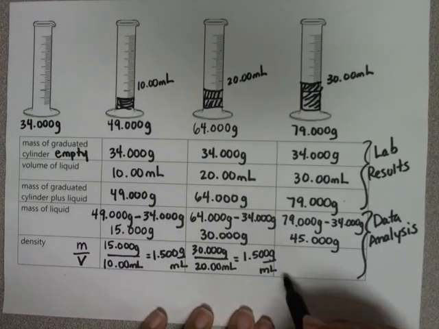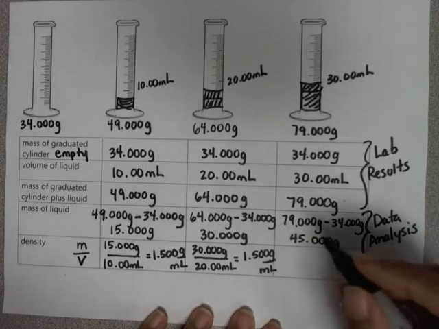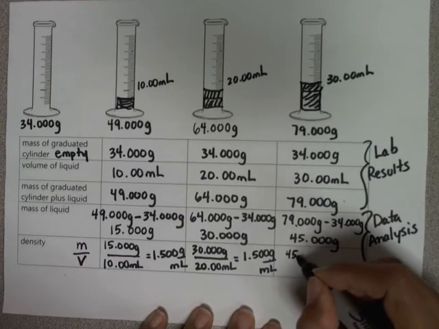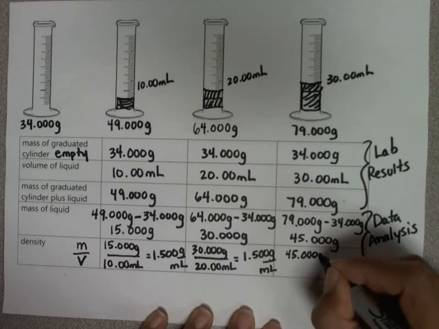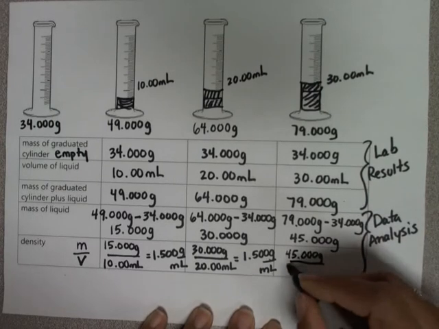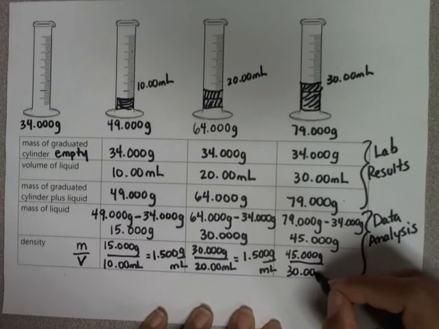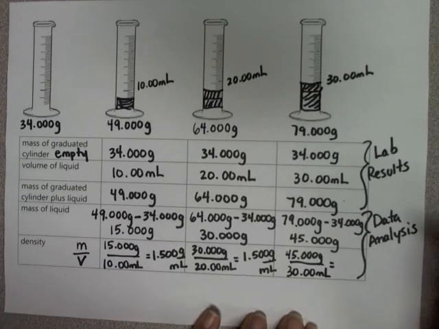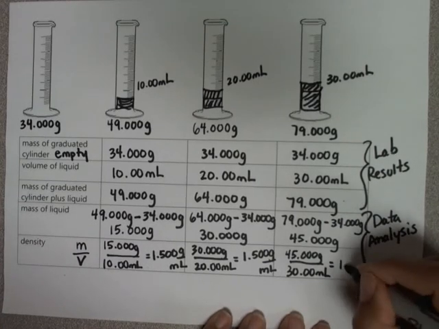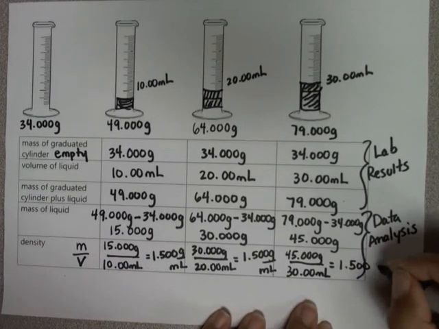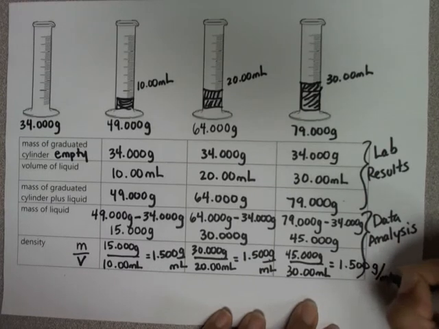All right, for 30 milliliters, the mass was 45 grams, and that was for 30 milliliters of liquid. And so the answer is 1.500 grams per milliliter.